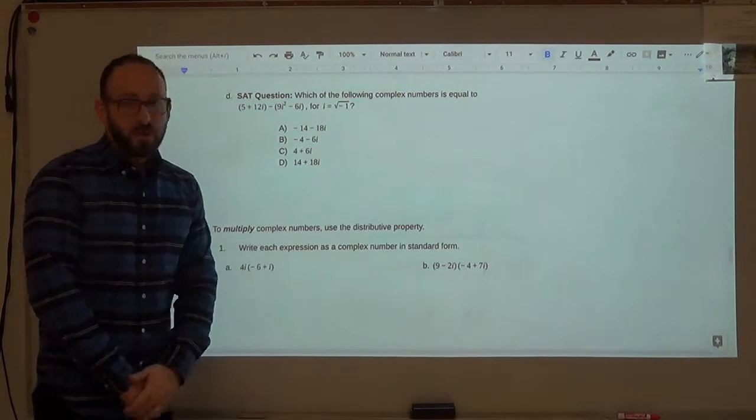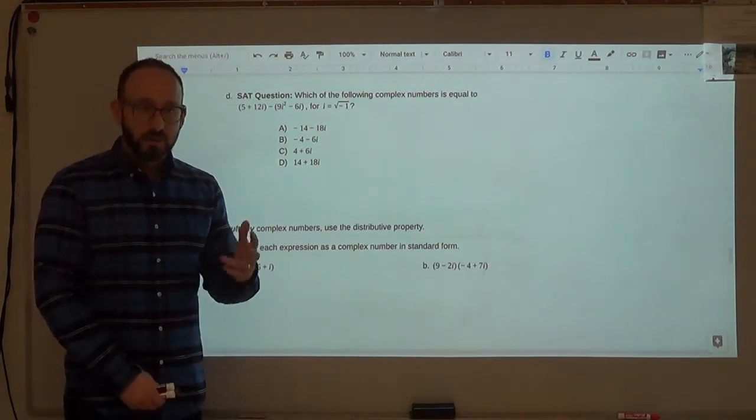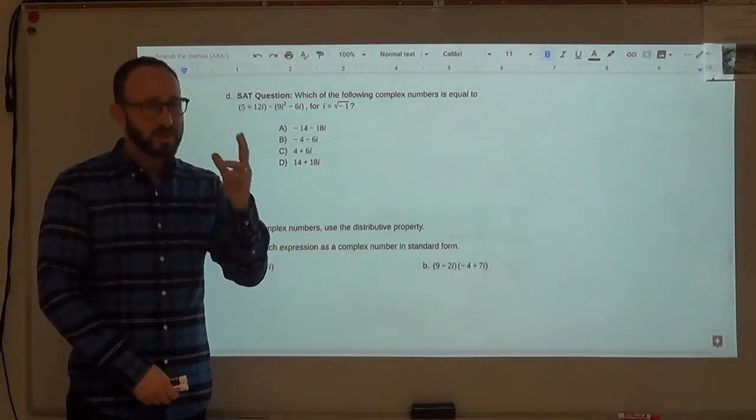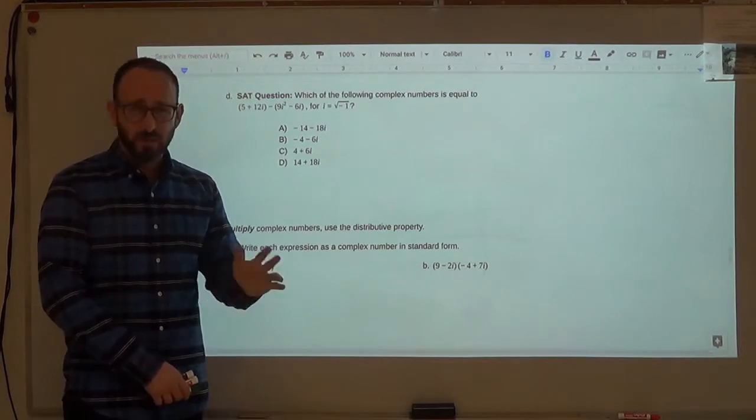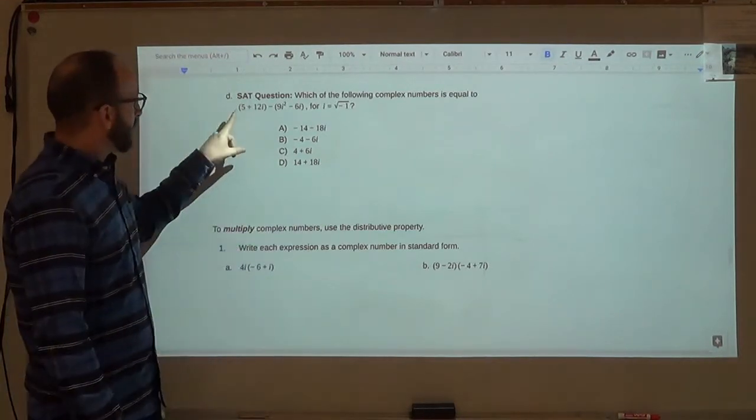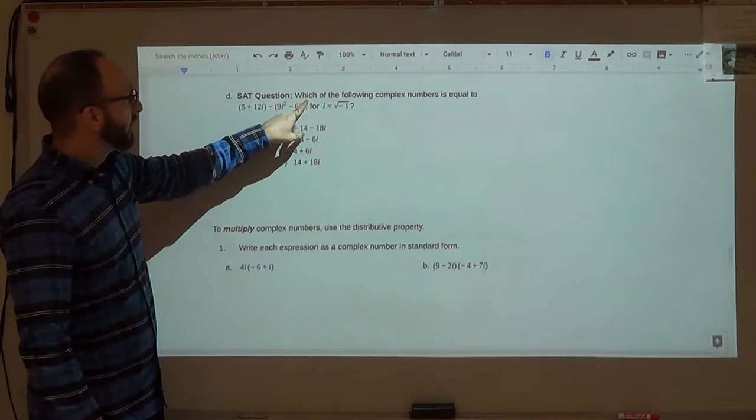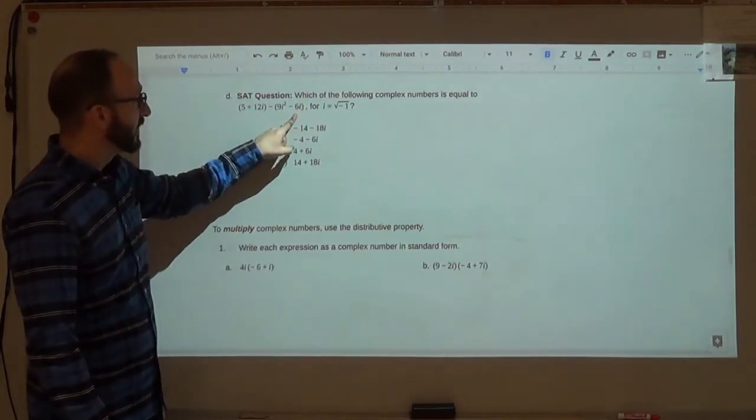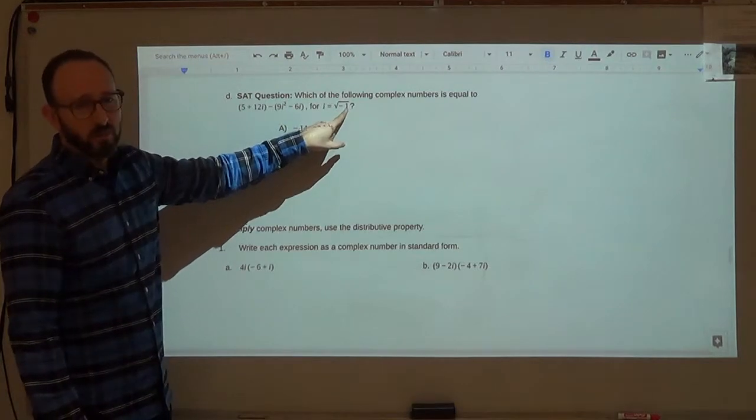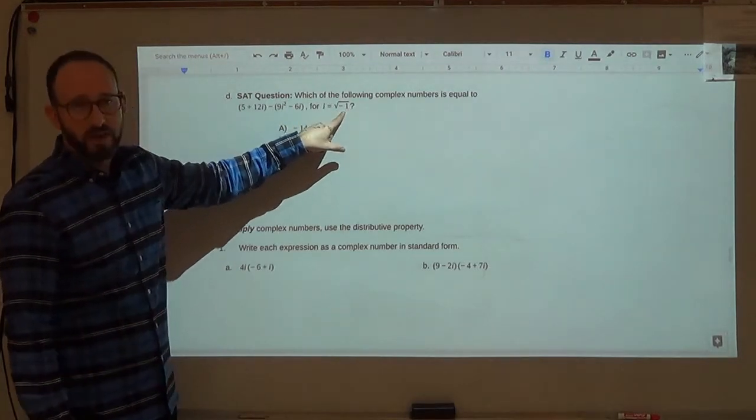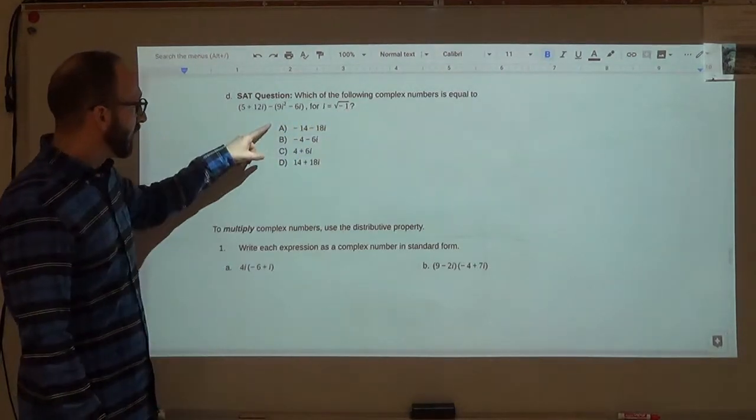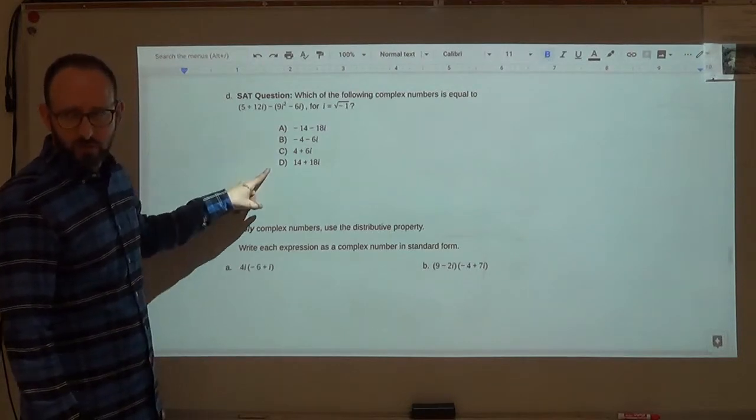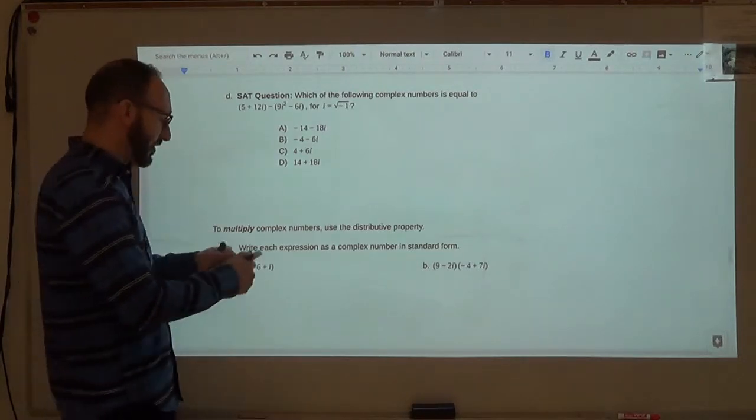So this question brings up a pretty interesting idea, and it's something that I think we might have talked about last class, but I don't remember. The question says, which of the following complex numbers is equal to this expression here, for when i is equal to the square root of negative 1? And we know that's how i is defined anyway. So what was the answer to this? What do you guys think? D. D, should have been D.